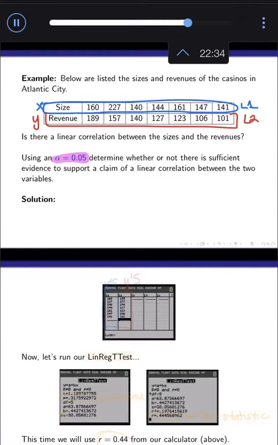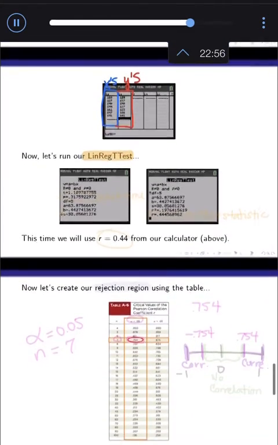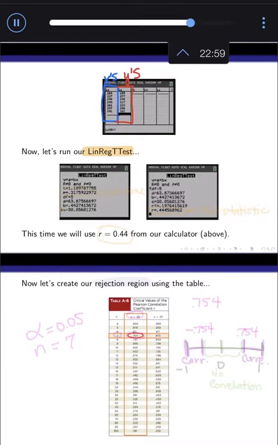So you would start off the same way we did before with the P's and alphas. You'd start off by doing your stat, edit, and plugging in all your X's for the size of the casinos first in list 1. And then in list 2, you'd plug in all your revenues, your Y's. You would hit your stat button again, go over to test and hit your LinRegTTest, which is way down in the list. Except, last time we used the P. This time we would arrow down and we'd use the r. This is going to be our test statistic.